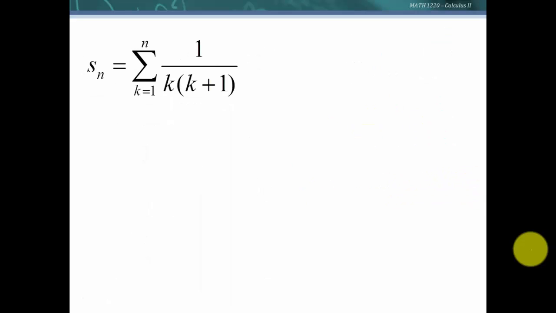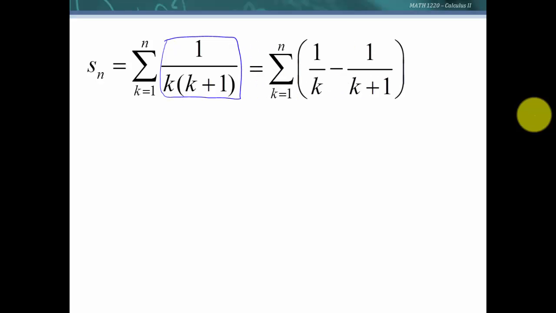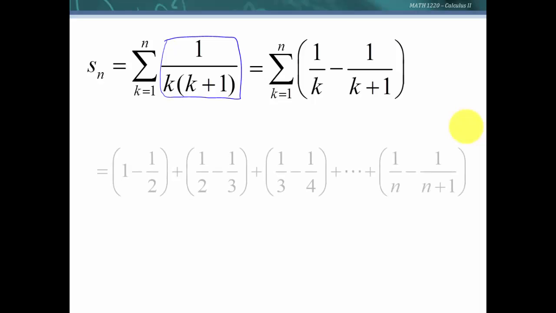Let's look at a different series, and one of the things we're going to do with this series is we are going to use partial fractions, and we're going to take this and we're going to split it up. When we do the partial fractions, we get a to be 1 and b to be -1. So this will split up like this. Now as we go to look at the terms that we're summing up for this series, if we put 1 in here, we see we get 1 minus 1/2.